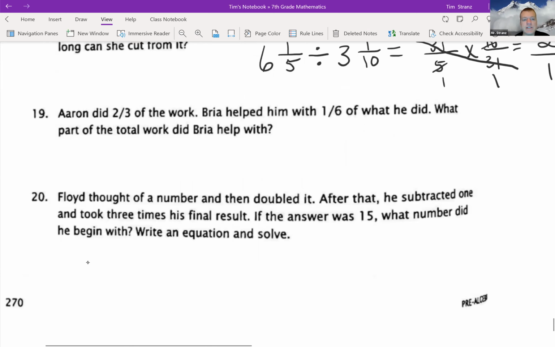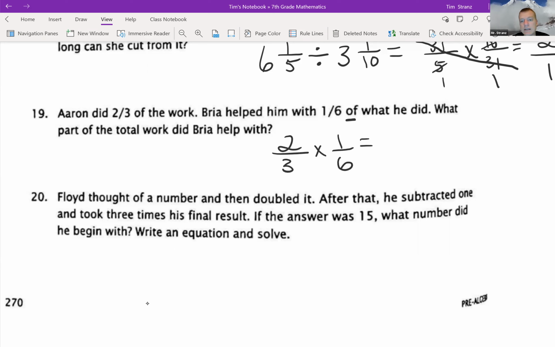Right, number 19, Aaron did 2/3 of the work. Brian helped him with 1/6 of what he did. What part of the total did Brian help with? Okay, so remember the word of in this problem. That's a key word right there. That means multiplication. So if we have 2/3 of 1/6, I'm going to cross multiply. 2 goes into itself once. 2 goes into 6 3 times. So that's 1/9. 1/9 of the work.